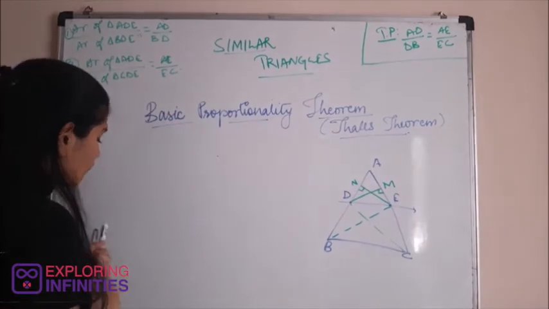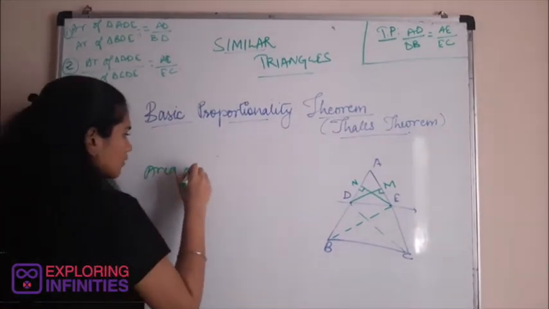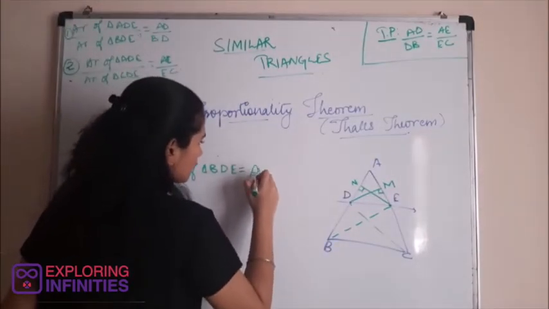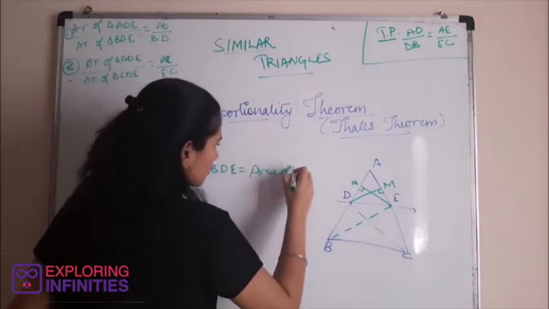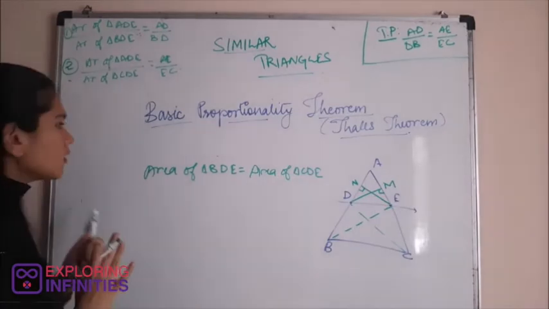So we can prove that area of triangle BDE is equal to area of triangle CDE. I hope you are clear how.